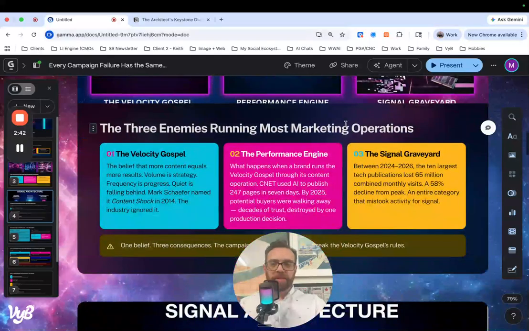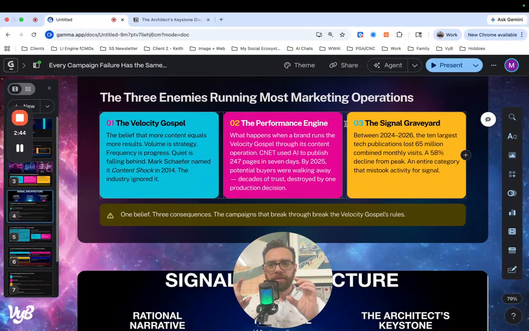So what are these enemies? Well, first off, velocity gospel to me is a belief that more content equals more results. Volume is the strategy, and that's not really strategy. That's just an action. That's just activity, right? It's an engine that once you turn it on, you can't quite turn it off. And I'm going to show you a few examples recently and also in the past from 2014 where this was flagged, especially prior to the AI culture that has erupted.